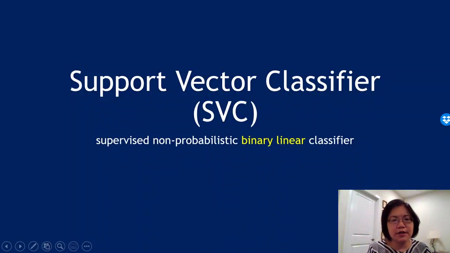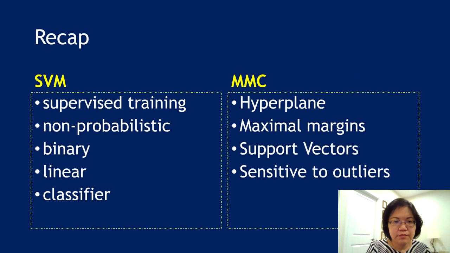Hi everyone, we're going to talk about support vector classifier today. This is the second part of the support vector machine lectures. So as a reminder, support vector machine is a family of algorithms for supervised training. They're not based on probability. It's a binary classifier. The base form is linear, although we will look at the nonlinear options as well.